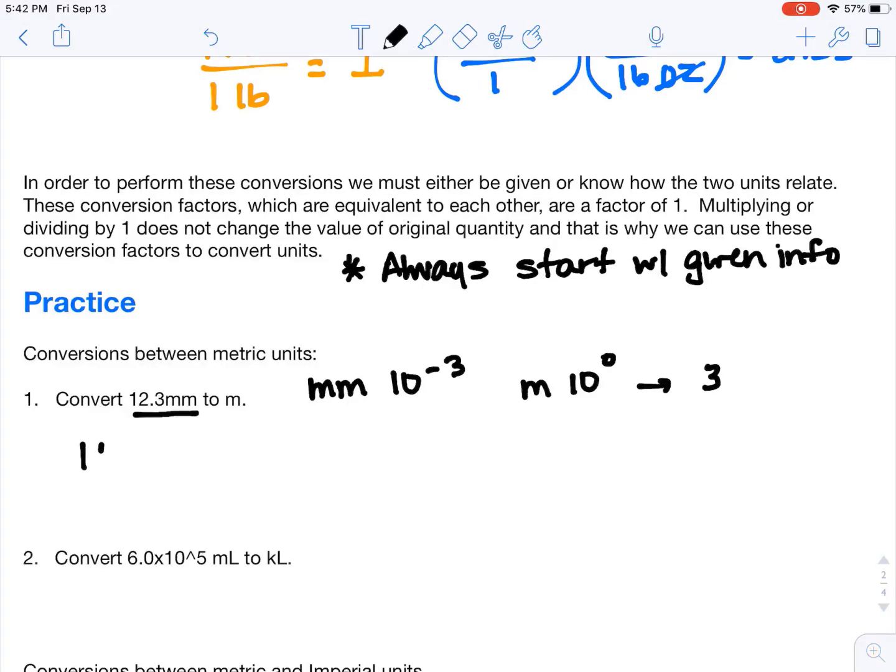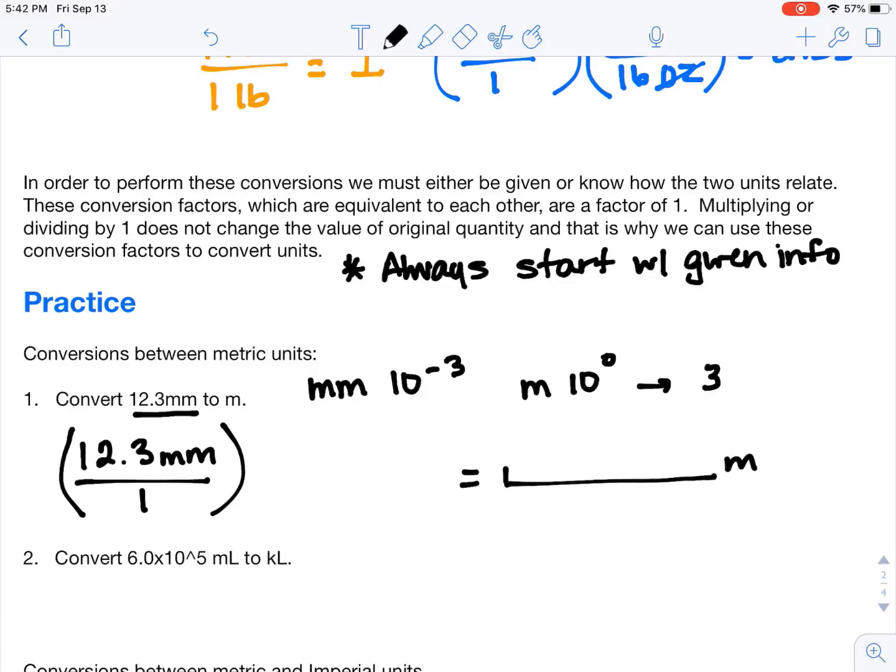So here I have my given information, 12.3 millimeters, and I'm going to put that over 1. And the reason I'm going to do that is because, first of all, it doesn't change the quantity that I have, but it helps me to orient my numerators and my denominators well. Now, in order to get from 12.3 millimeters to some amount of meters, I want my answer to be in meters. I need to arrange my conversion factor, which is going to go in this next bracket, so we're multiplying our given times our conversion factor.